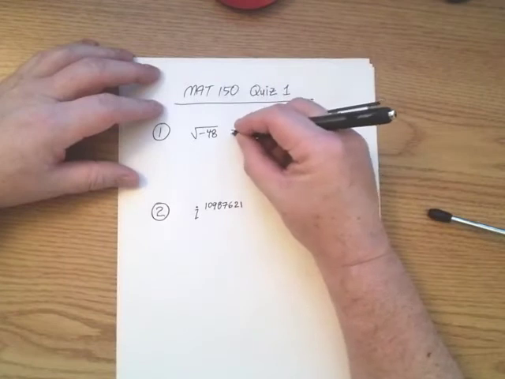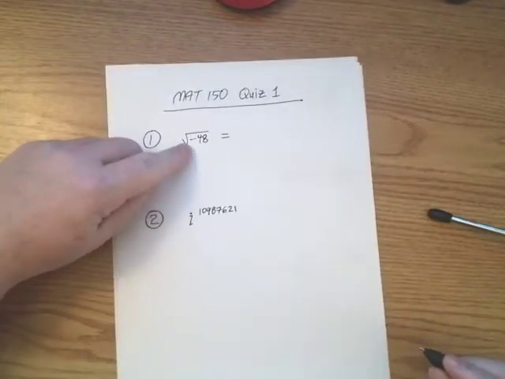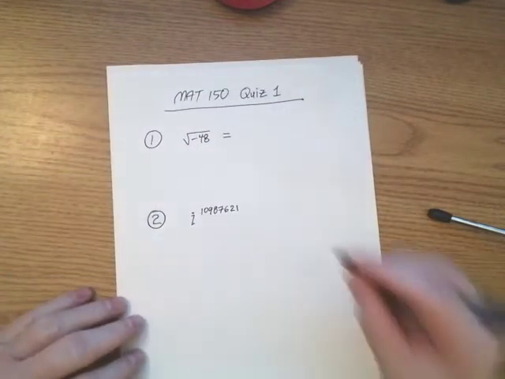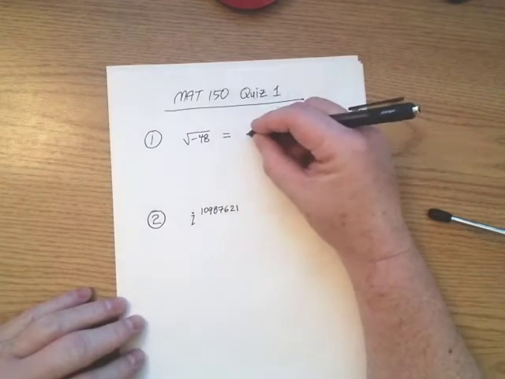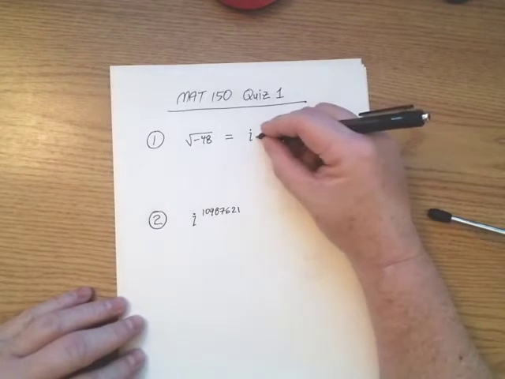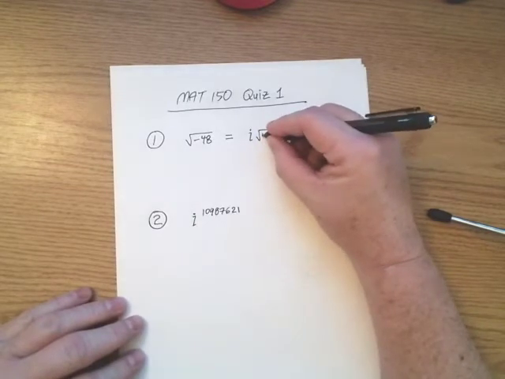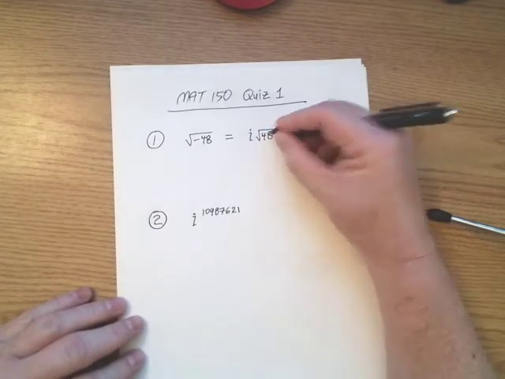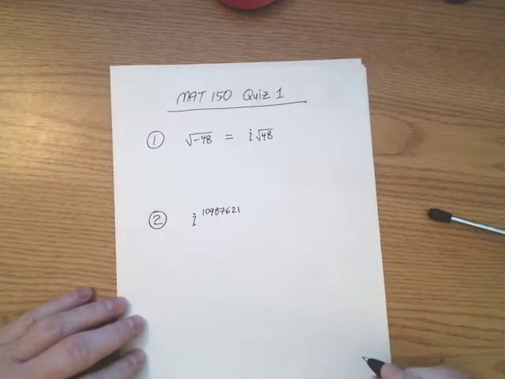Okay, the first thing we notice here is because it's a negative number under the square root, we can rewrite that this way: i times the square root of 48. Remember, we think of i as what? The square root of negative 1.